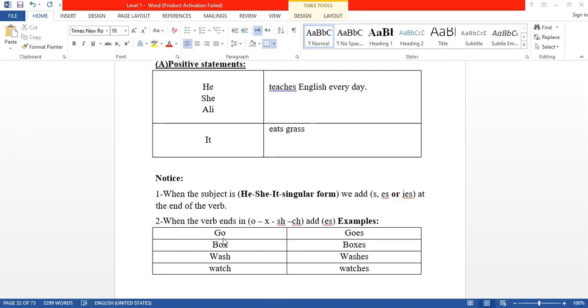Go ends with O. So we are going to add ES. He goes. He walks. Box, boxes. يعني هذا الفعل X ضفنا له هنا ES. He boxes. Wash, he washes. Here نهاية الفعل SH. Here we added ES. Watch, watches. Here نهاية الفعل CH ضفنا له ES. هذه الحالات أنا بضيف فيها ال ES إذا كان الفعل انتهى ب O أو انتهى ب X أو SH أو CH.